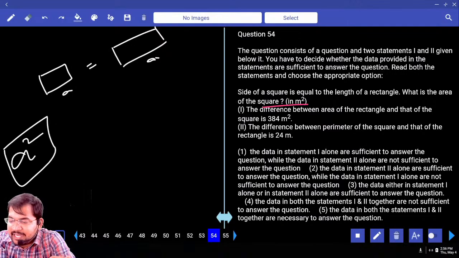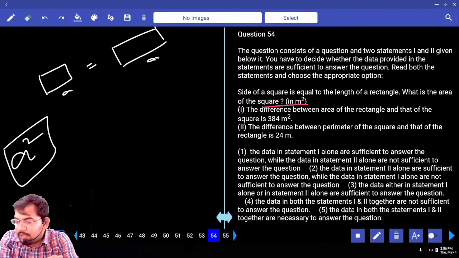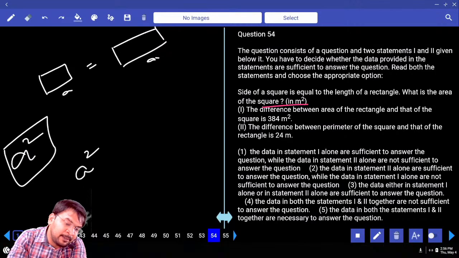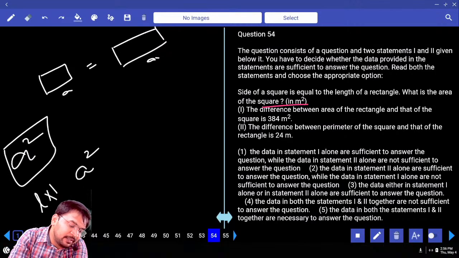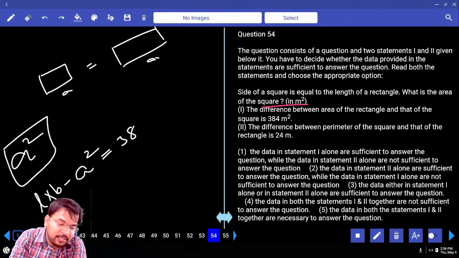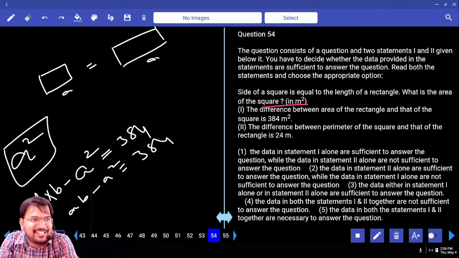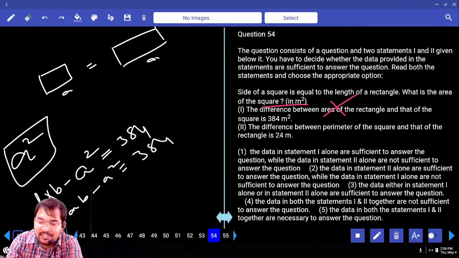The difference between the area of the rectangle and that of the square. A square, and L into B. That is equal to 384. L we know, it is A. A into B minus A square is equal to 384. Is it possible? Because we don't know the breadth of the rectangle. So that is the reason only 1 is not possible.